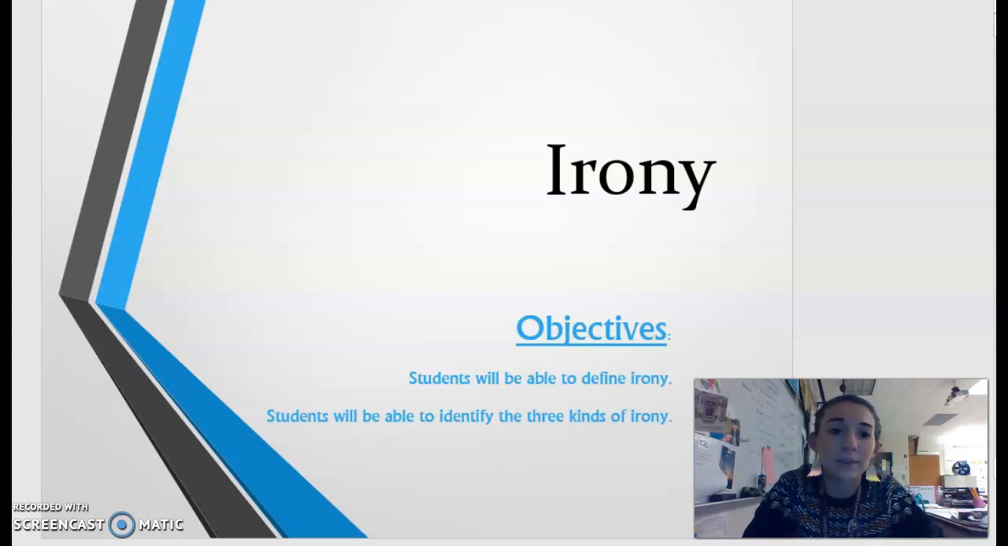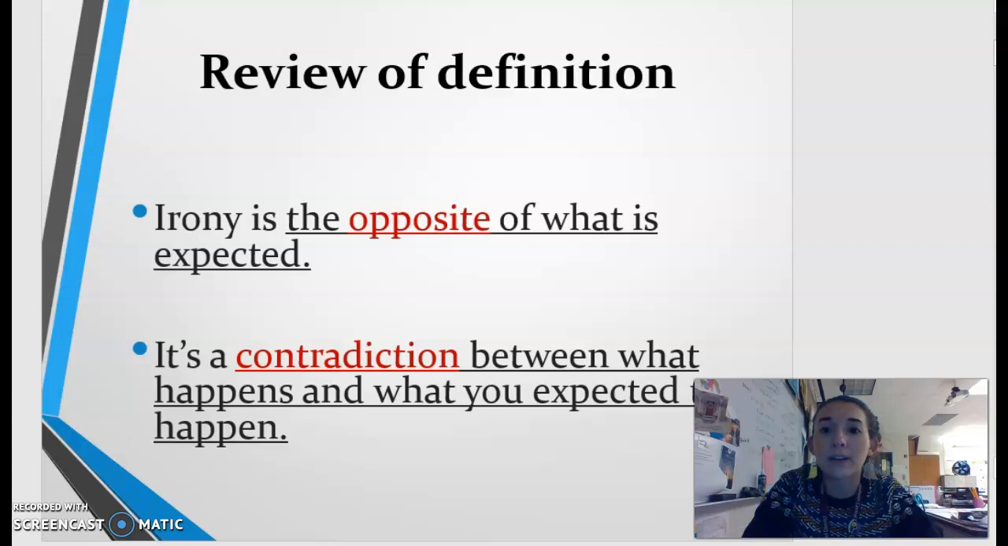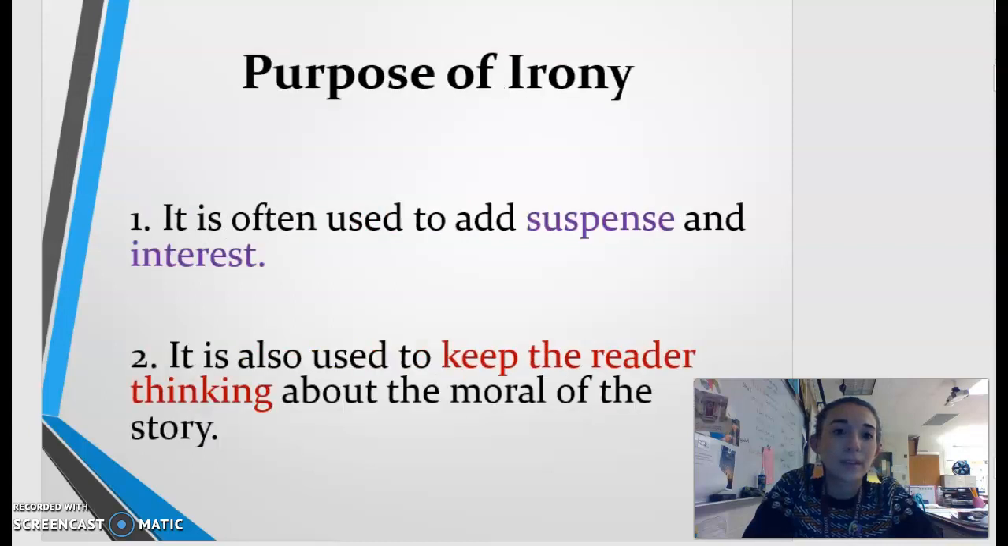Let's get started. Let's start off with talking about the definition of irony. Irony is the opposite of what is expected. It's a contradiction between what happens and what you expected to happen. The purpose of irony is often used to add suspense and interest to a story. It is also used to keep readers thinking about the moral of the story.